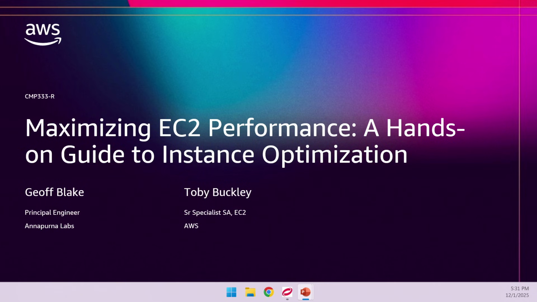My name is Toby Buckley. I am a specialist solutions architect on the EC2 team. I focus on EC2 performance and helping customers get the most out of EC2. I'm joined by Jeff. Hi, I'm Jeff Blake. I'm a principal engineer for Annapurna Labs at AWS, where I work on optimizing performance for Graviton instances, all the way from user software, which we'll talk about today, down into the hardware, which we'll also touch on. Jeff's a super smart guy, so I think we should have an interesting, jam-packed session for you today.